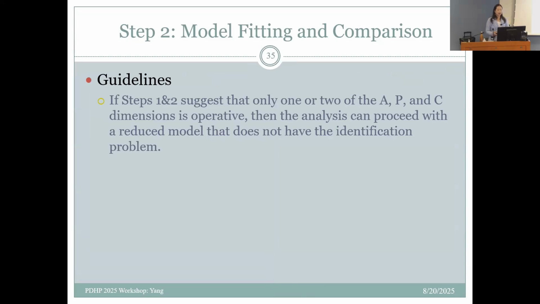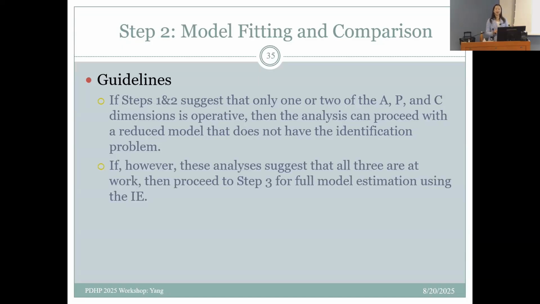So if the first 2 steps suggest that only 1 or 2 of the APC dimensions is operative, then the analysis can proceed with a reduced model that does not have the identification problem. It's the best case scenario. If, however, these analyses suggest that all 3 factors are at work, then we need to proceed to step 3 for the full model estimation using the IE.